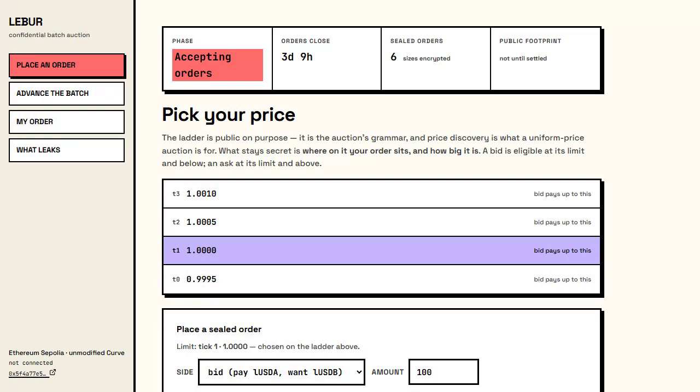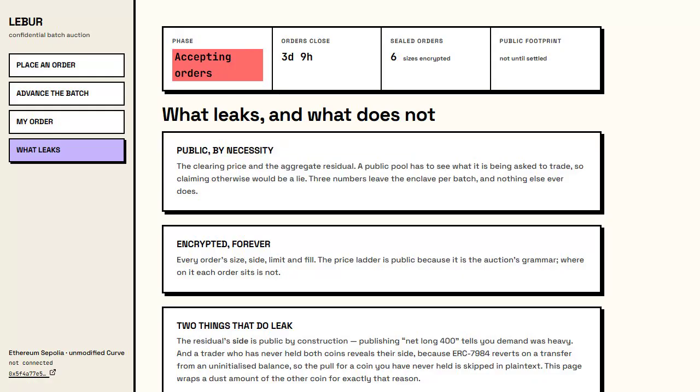Let me be precise, because this is easy to oversell. The residual and the clearing price are public. A public pool has to see what it is being asked to trade. Claiming otherwise would be a lie. What stays encrypted forever is every order's size, side, limit and fill.